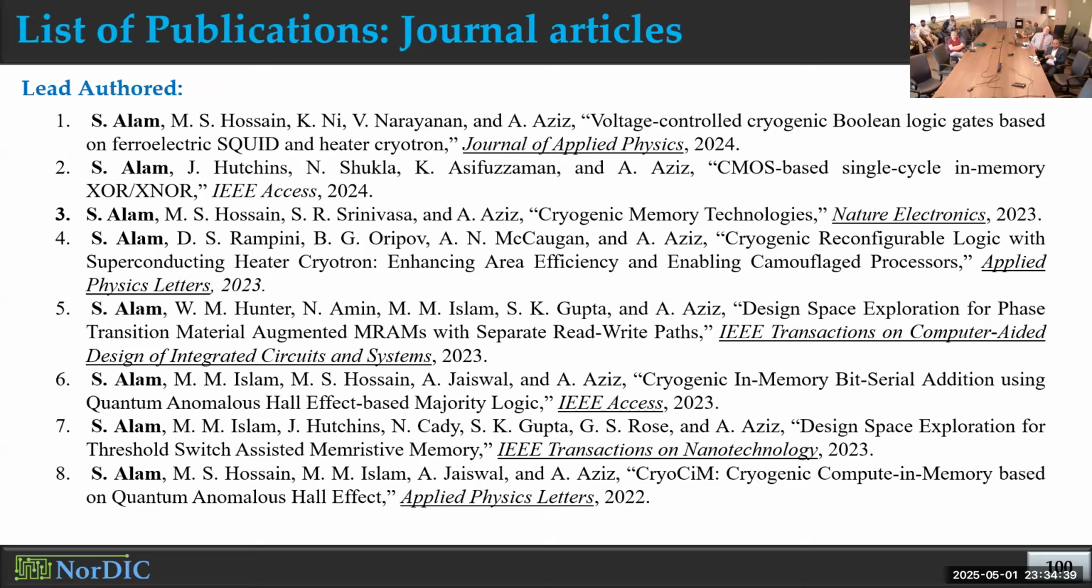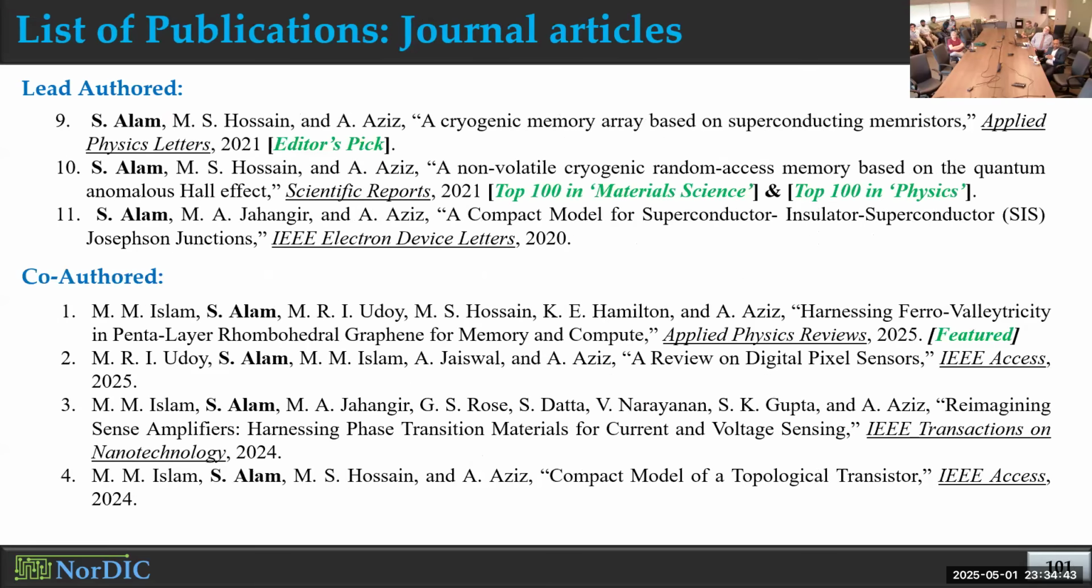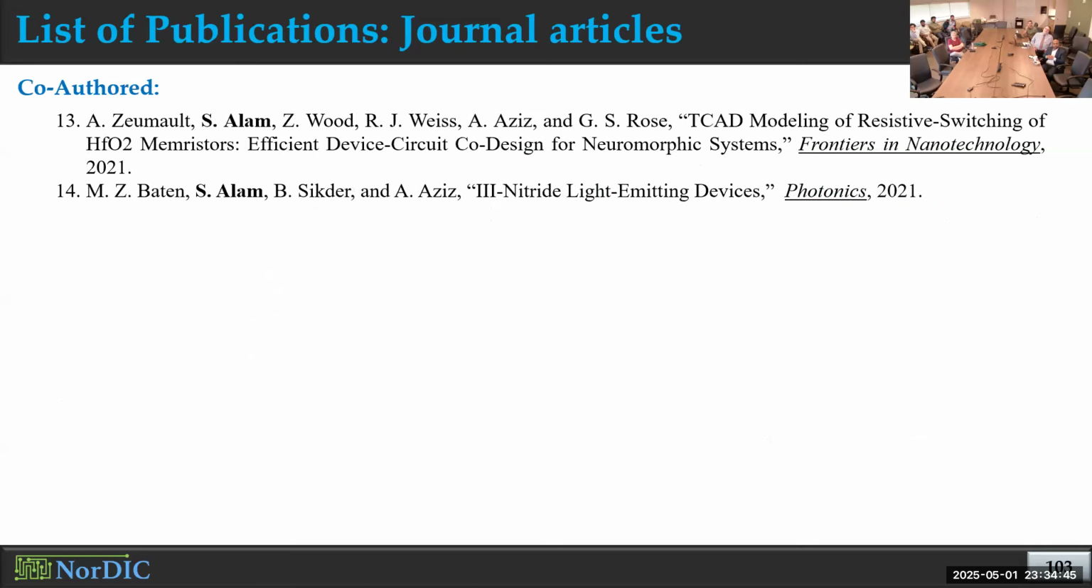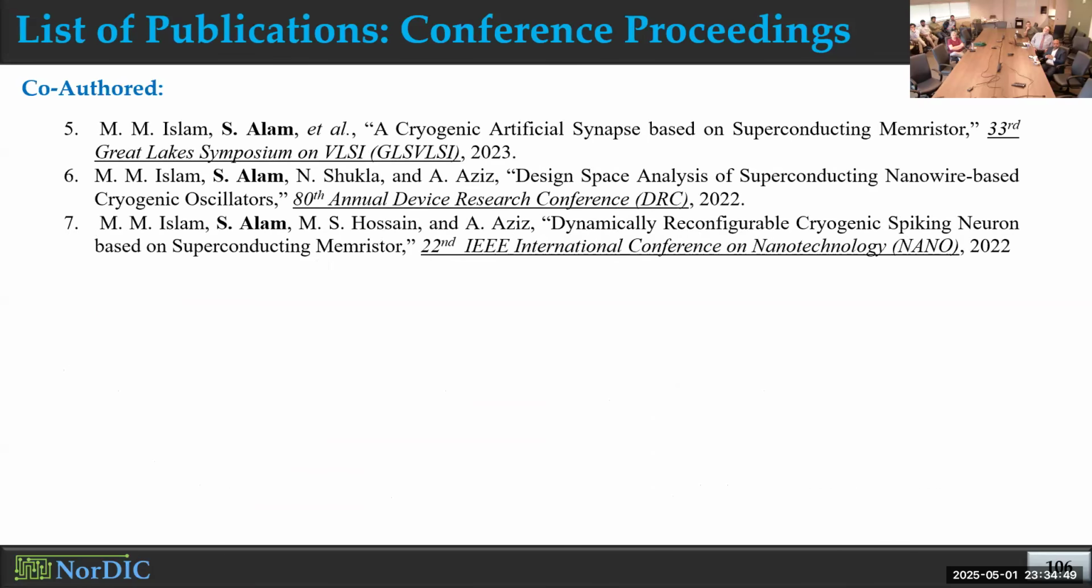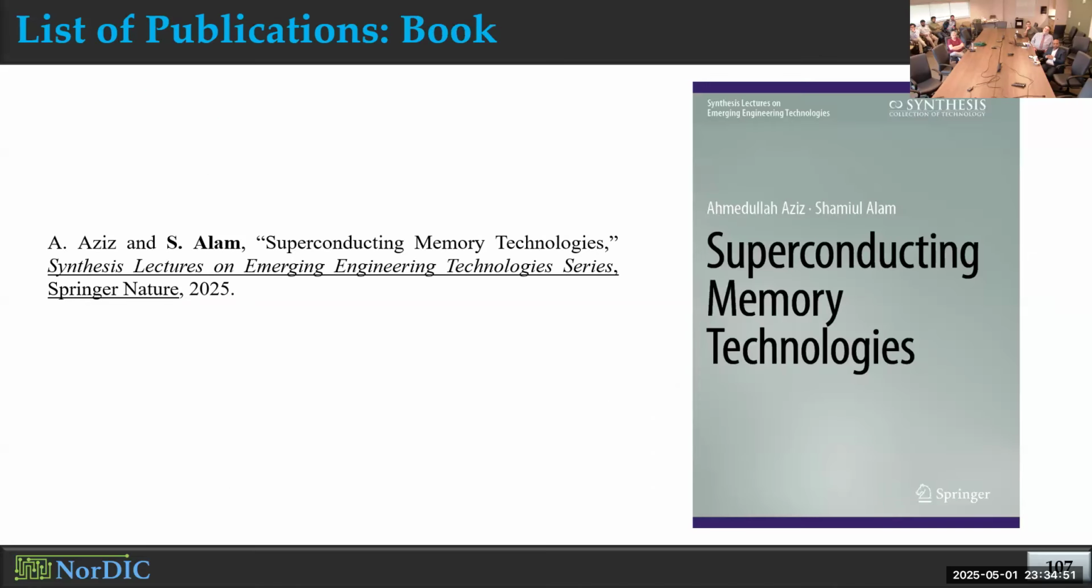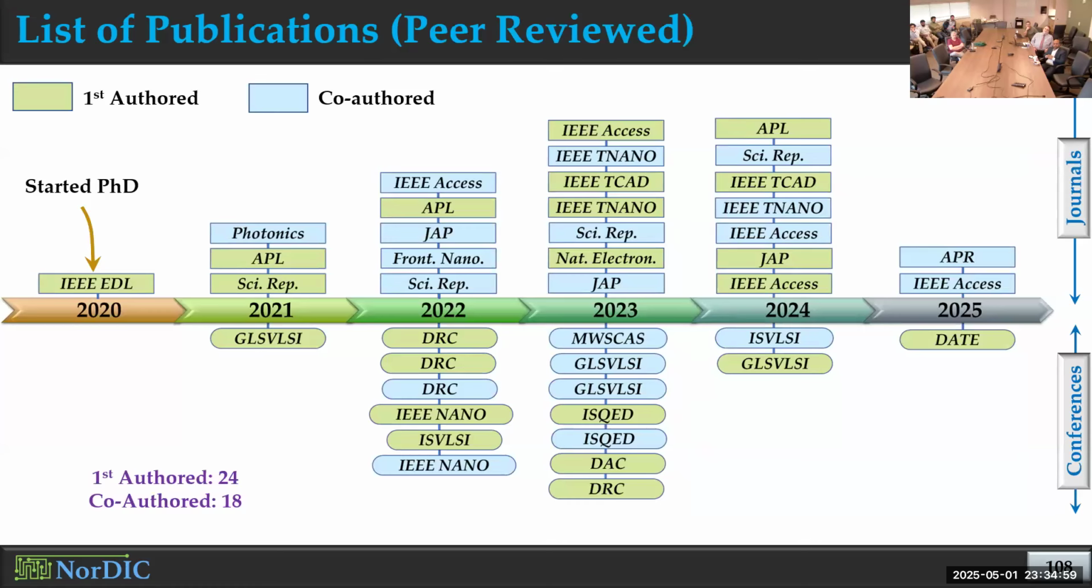And again, to summarize, these are the lists of my publications so far. These are lead authored and co-authored journal papers. And this is the list of lead authored and co-authored conference papers. And recently, we also published a book on superconducting memory technologies, which is in Springer Nature and is available online. And this is the timeline of my publications during my PhD.